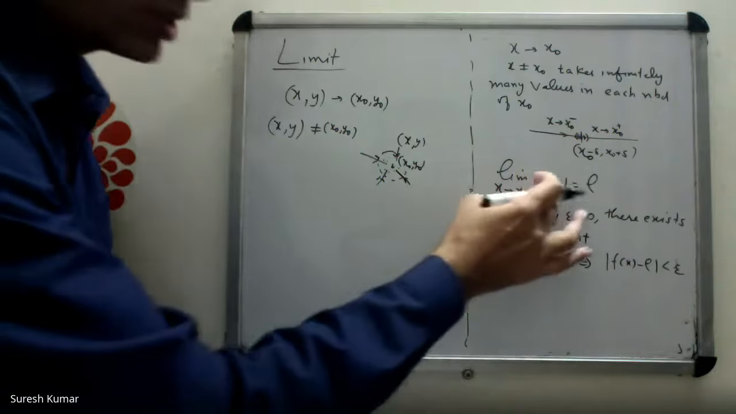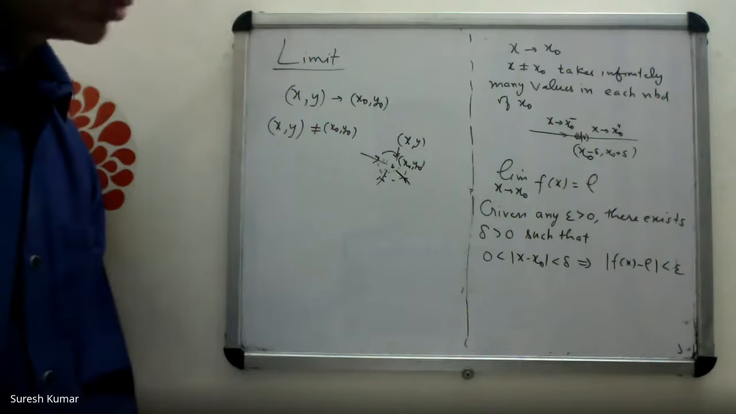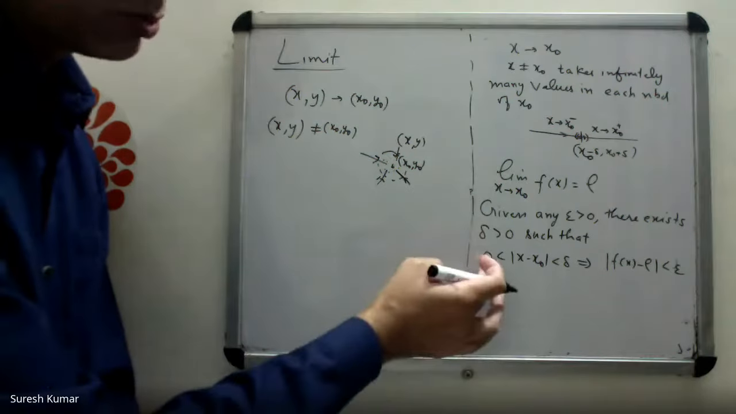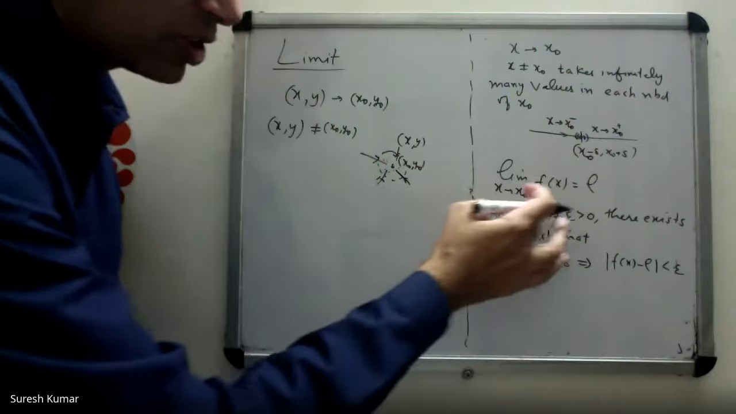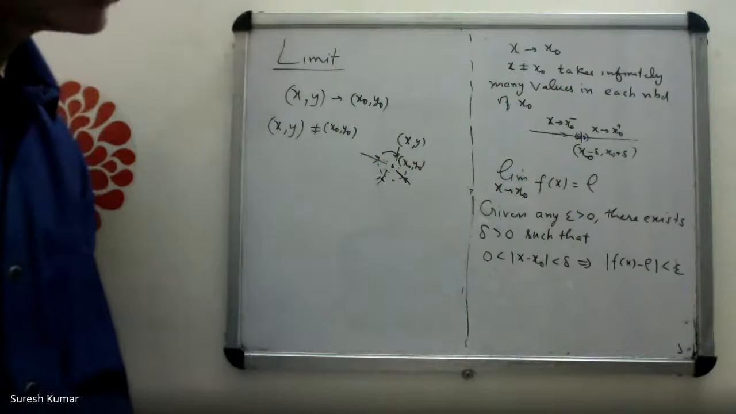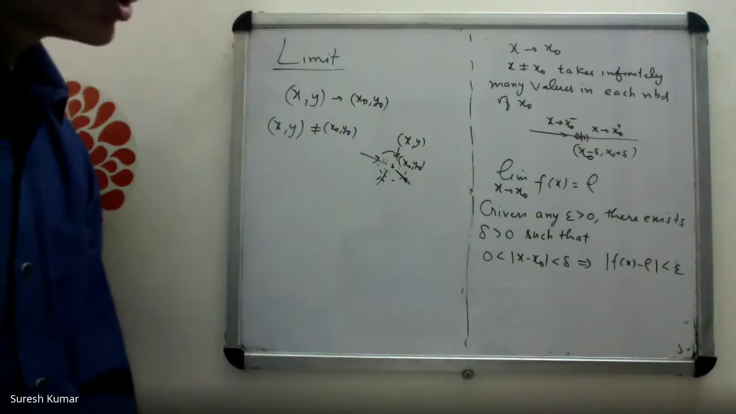Suppose f(x) is defined in some neighborhood of x0 except possibly at x0. That's why we put 0 less than. The limit of a function may exist at a point even if the function is not defined there. So you can skip x0 in the definition.